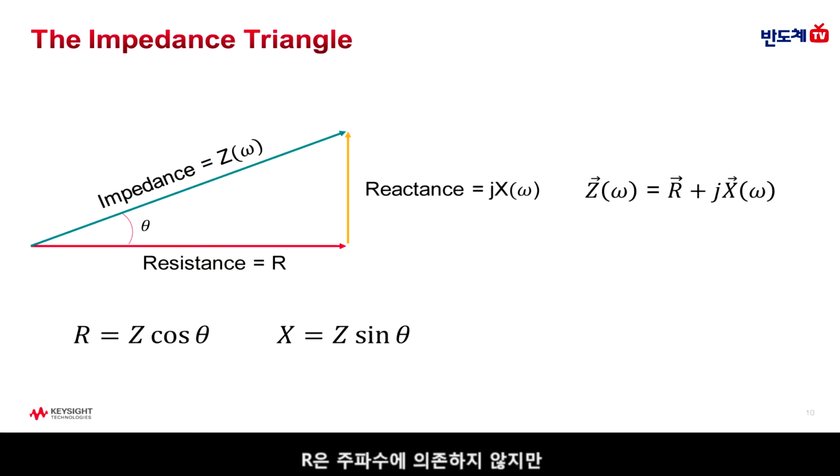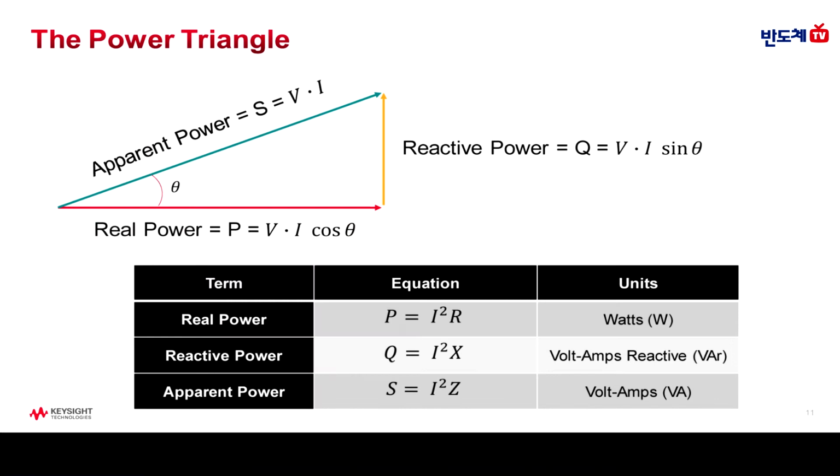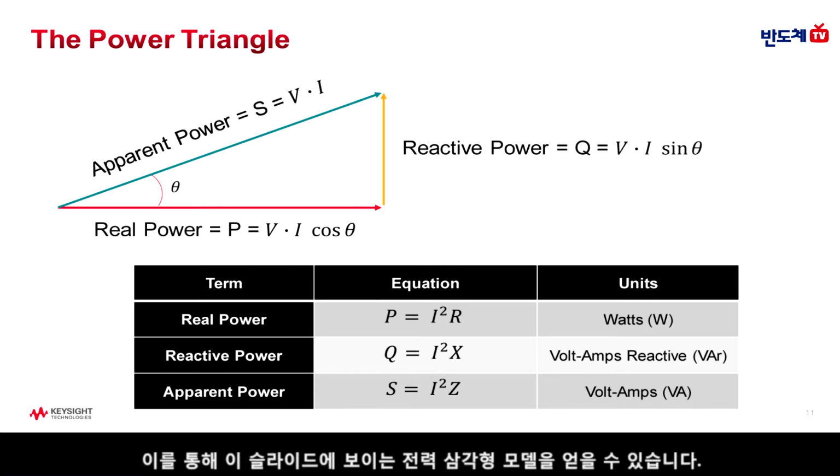Now, remember that R does not depend on frequency, but the reactive portion of impedance is frequency dependent. So, of course, its value and the value of theta will vary with frequency. So we can take the impedance triangle shown on the previous slide and use it to calculate the various components of power using Ohm's law for a DC circuit. In other words, P equals I squared R. And this gives us the power triangle shown on this slide.